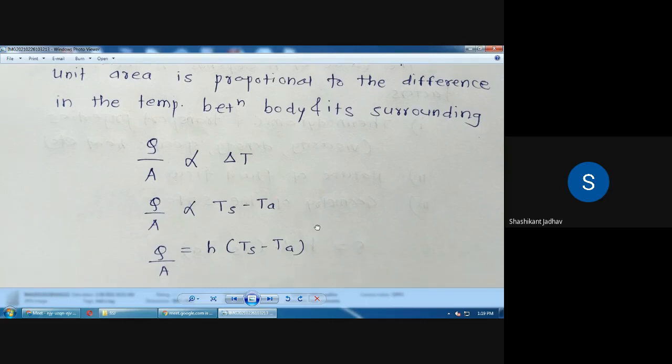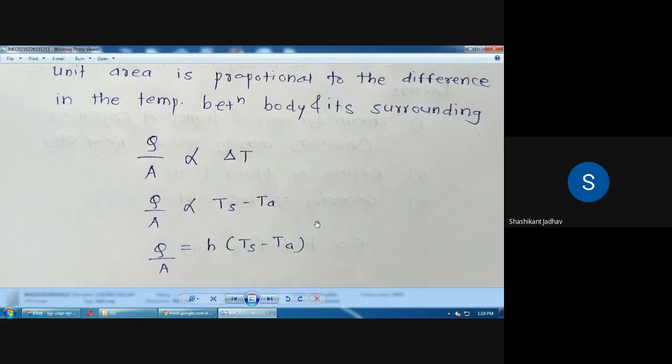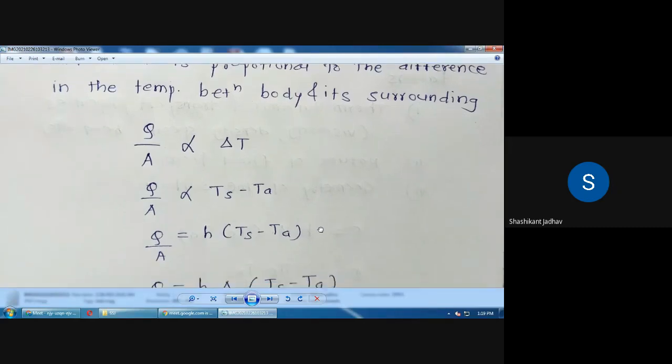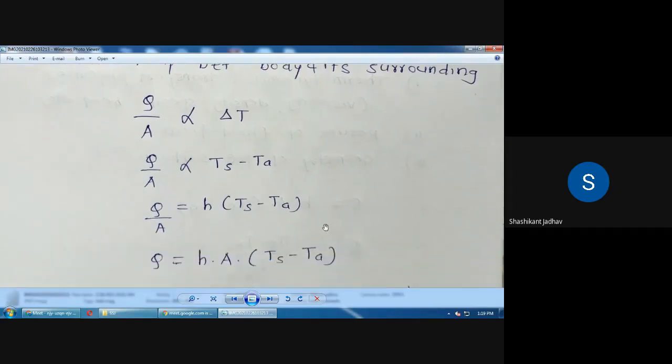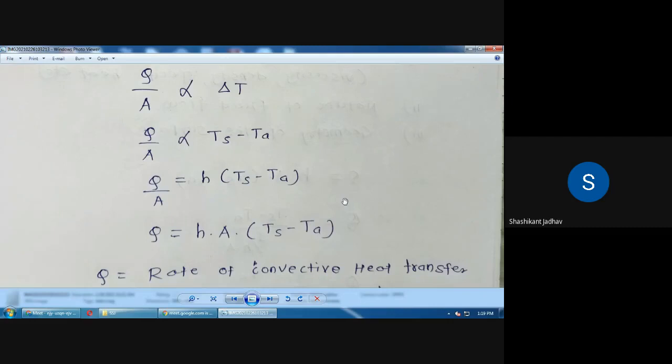Then remove the proportionality sign, so that we have a proportionality constant related to convection, which is H. H is nothing but the heat transfer coefficient for convection. So Q by A is equal to H into bracket Ts minus Ta. Take this area to the right hand side, so that we get the equation of rate of heat transfer: Q is equal to H into A into bracket Ts minus Ta.